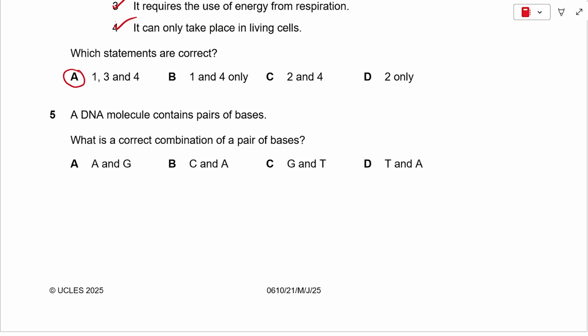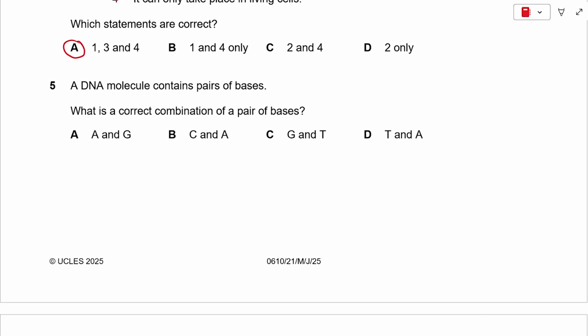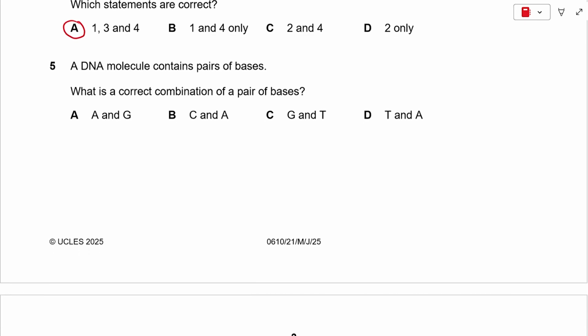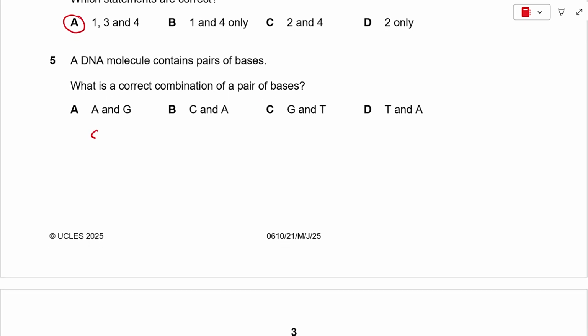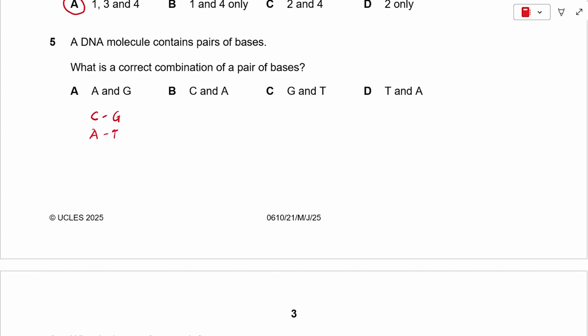Number 5 says a DNA molecule contains pairs of bases. What is the correct combination of the pair of bases? So the DNA molecule is usually paired as C with G and A with T. So that is the correct pairing of these bases. From here you have AG, no, CA, no, GT, no, and then we have D as T and A. So D here will be our correct choice.